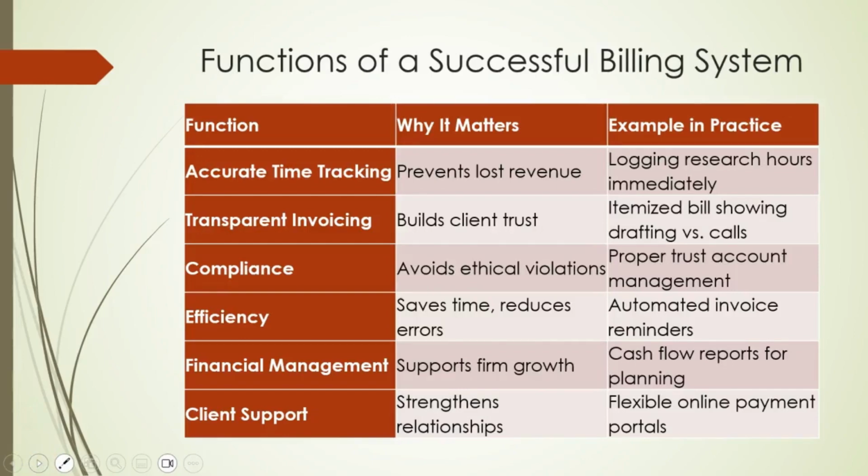Overall, some functions: accurate timekeeping is going to prevent lost revenue, and in practice, that's logging research hours immediately. What I'm trying to get at here is, how should the policies and procedures help, in what ways do these points help, and how can I give an example to you? So the second one, transparent invoicing.